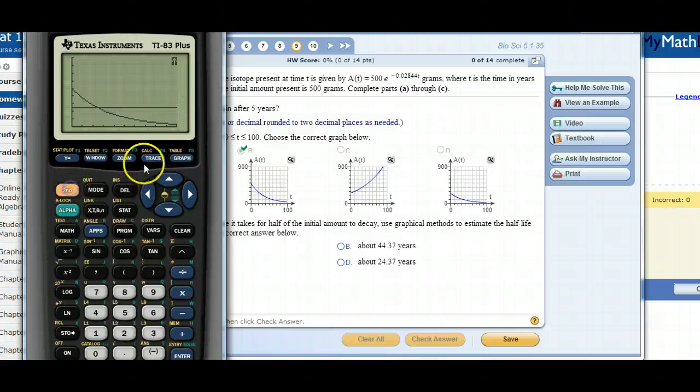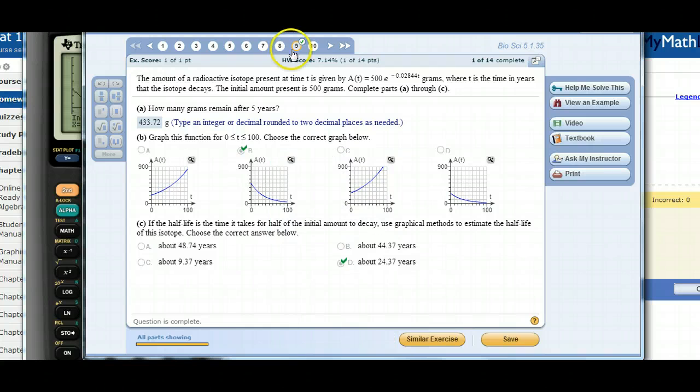So intersect, first curve, second curve, guess, try to get it close. If you only have two things that you're intersecting, you always just hit enter for first curve, second curve. So 24.37 roughly is our half-life.